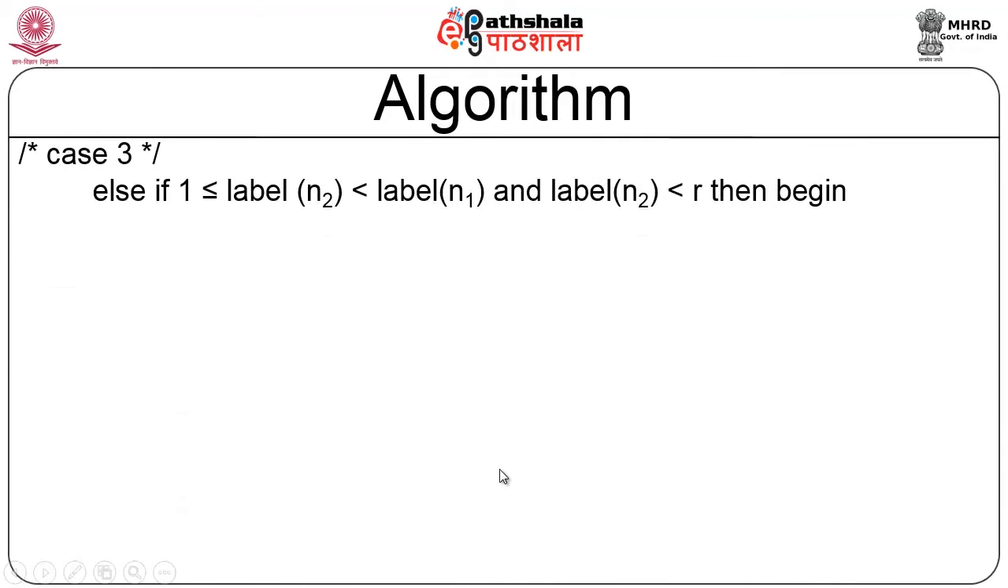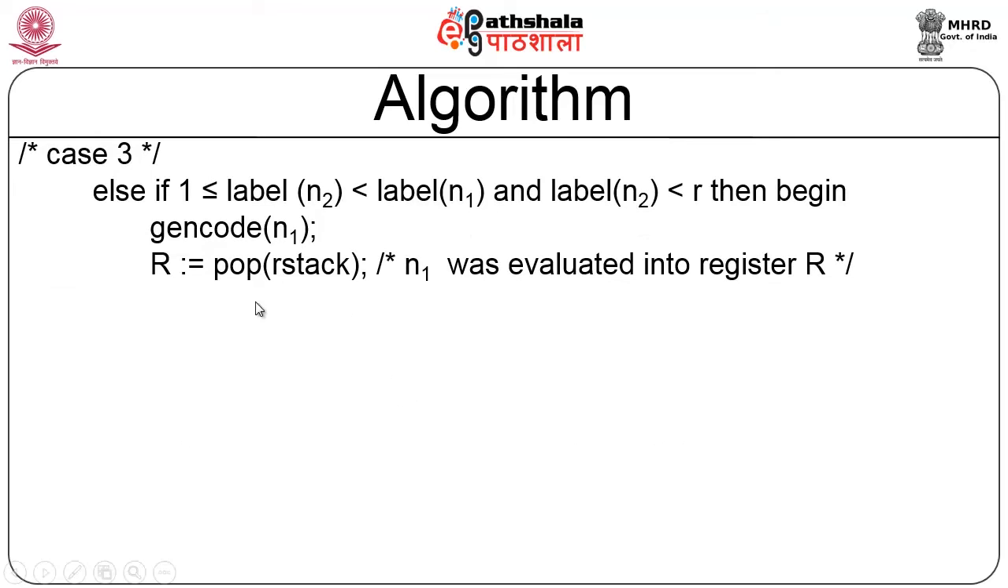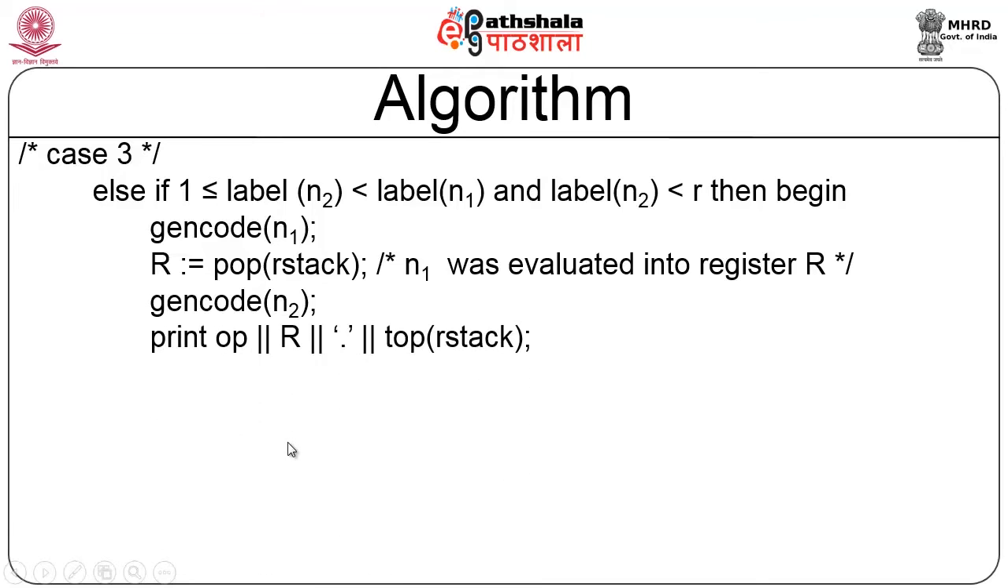Now case 3 is just the reverse of case 2, where I call gen code of n1 first, I pop, I call gen code of n2. I need not swap here. That is the only difference between case 2 and case 3. So this is what we have done, and then I have to push. Anyway, I have popped one value, I have pushed. The swap alone is not available in case 3.